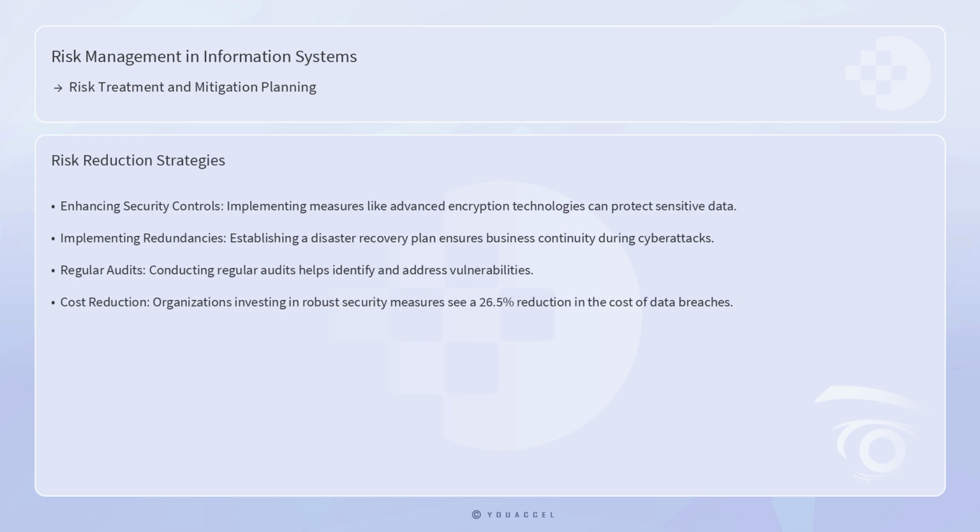innovation. Risk reduction, also known as risk mitigation, focuses on implementing measures to reduce the likelihood or impact of a risk. This can be achieved through various means, such as enhancing security controls, implementing redundancies, and conducting regular audits. For example, an organization may deploy advanced encryption technologies to protect sensitive data or establish a disaster recovery plan to ensure business continuity in the event of a cyber attack. According to a study by the Ponemon Institute, organizations that invest in robust security measures experience a 26.5% reduction in the cost of data breaches.